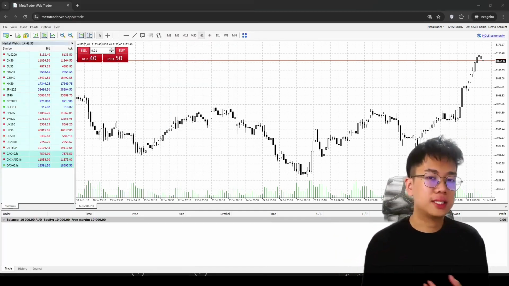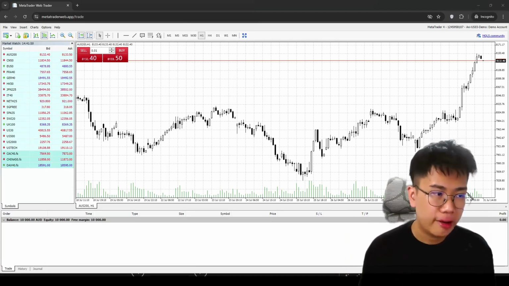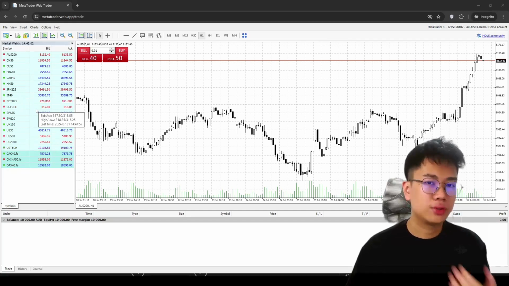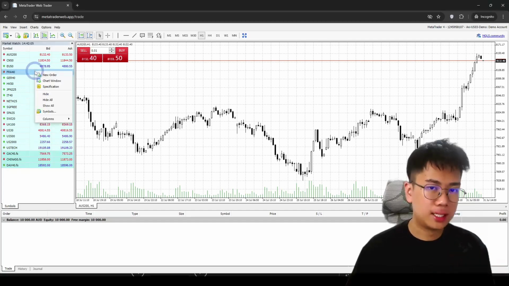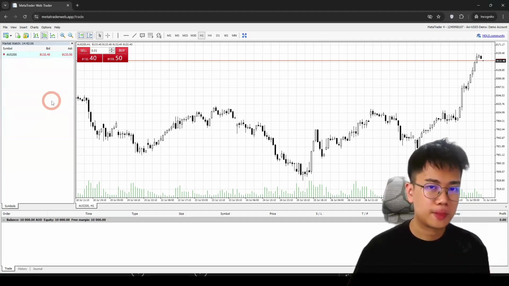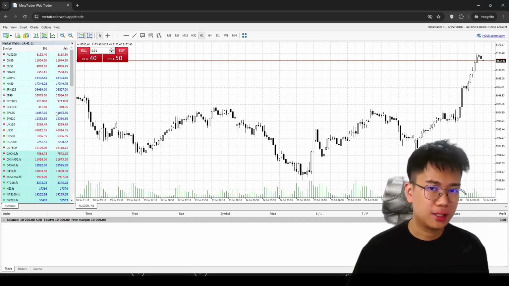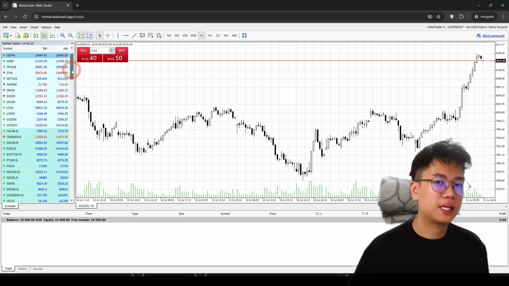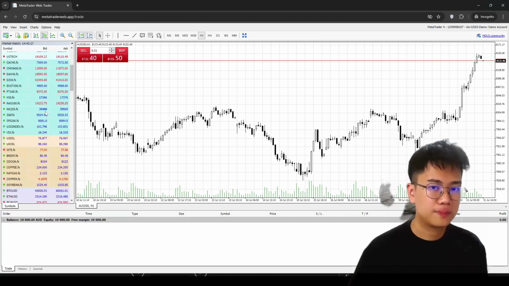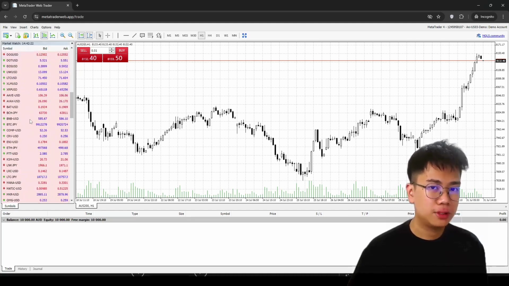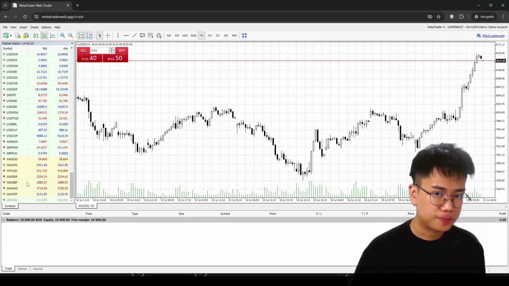Now, the first time that you get in here, you can see all these symbols. What we need to do is right click and hide all, and then show all again. By show all, it will show all of the possible markets that you can trade: indexes, futures, commodities, crypto, a lot more cryptos, forex, and gold.